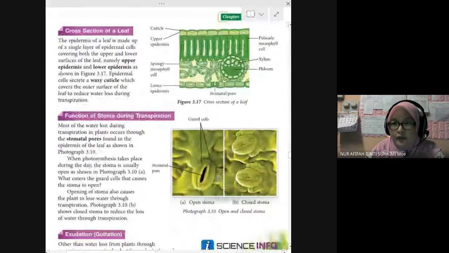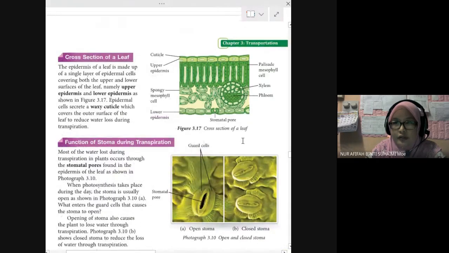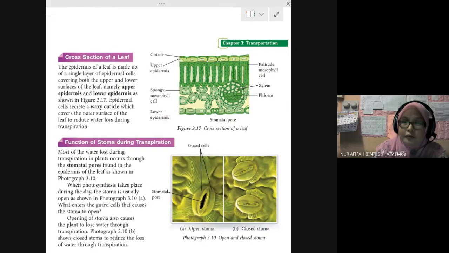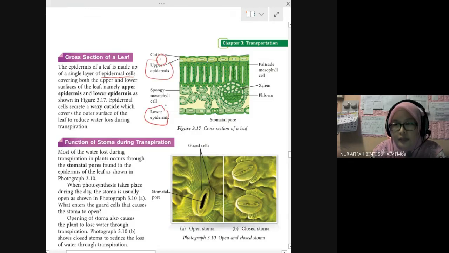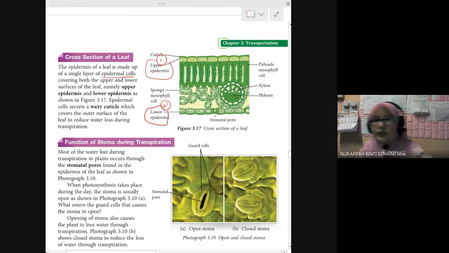Now, we still have stomata in this unit. A cross section of a leaf is made up of layers. A single layer of epidermal cells. For our skin, we have epidermis. For the leaf, we have epidermal cells covering both the upper and lower surface of the leaf, that we call the upper epidermis and lower epidermis.